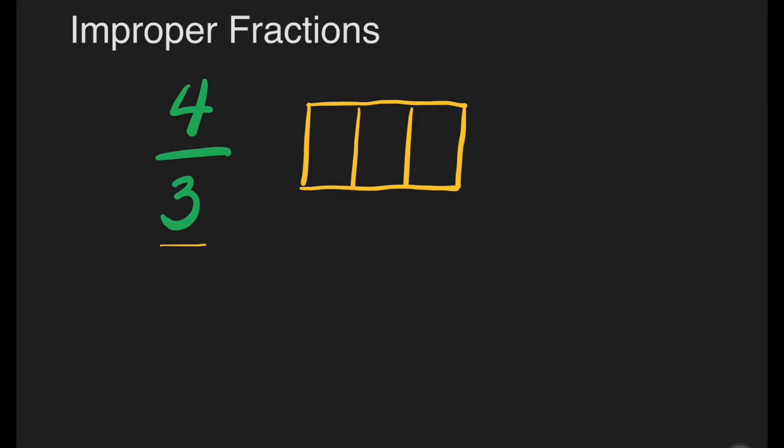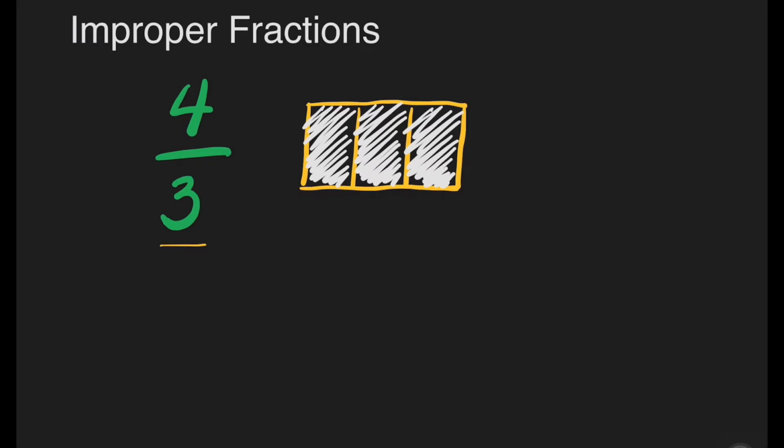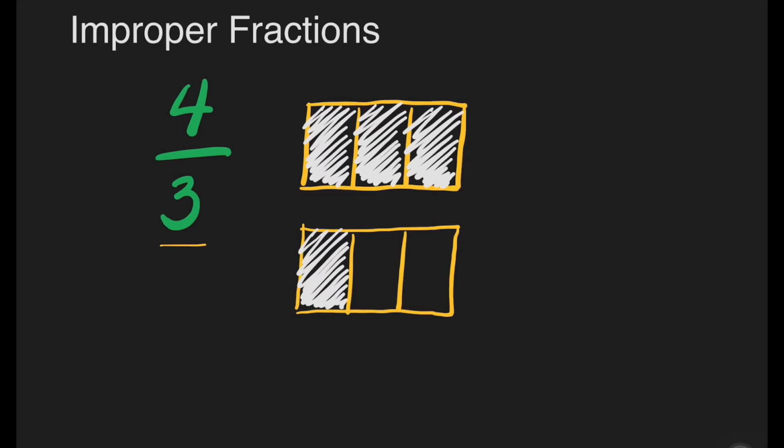We will have here 1, 2, 3. Okay, we lack 1 more part. So we have to draw another box so that we can shade 1 more part. And of course, it is divided into 3 parts. So we'll shade 1 more part. Okay, this is how we illustrate 4 thirds.